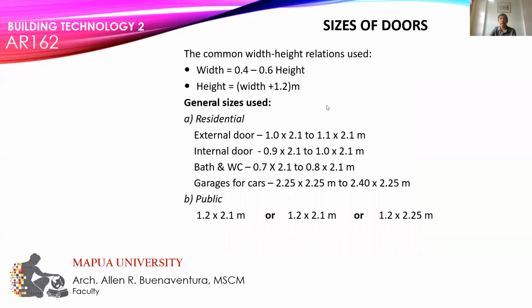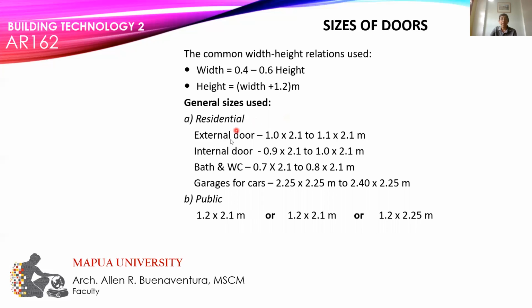So the common sizes of the door in relation to width is 0.4 to 0.6 of the height. So the height is the width plus 1.2 meters. In the Philippines, the common height of the door is 2.1 meters, or 7 feet. But sometimes the owner wants a door that is from floor to ceiling, so that it creates another design element of the room.